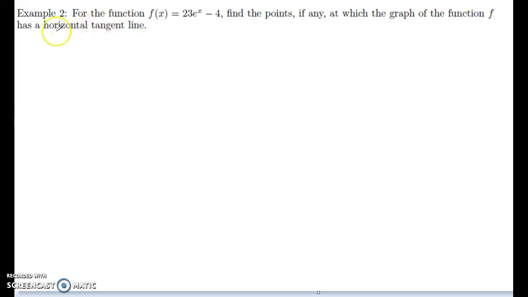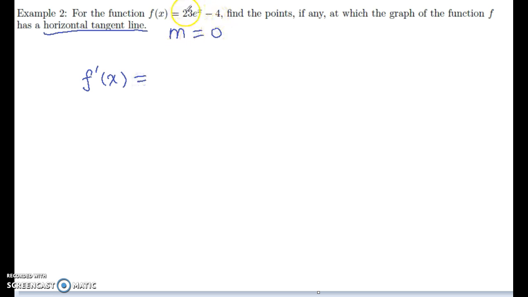Section 2.3, Example 2. For the function f of x equals 23 e to the x minus 4, find the points, if any, at which the graph of the function f has a horizontal tangent line. So we're looking for a horizontal tangent line. What it means is the slope equals 0. So we need to find a slope first using f prime of x.